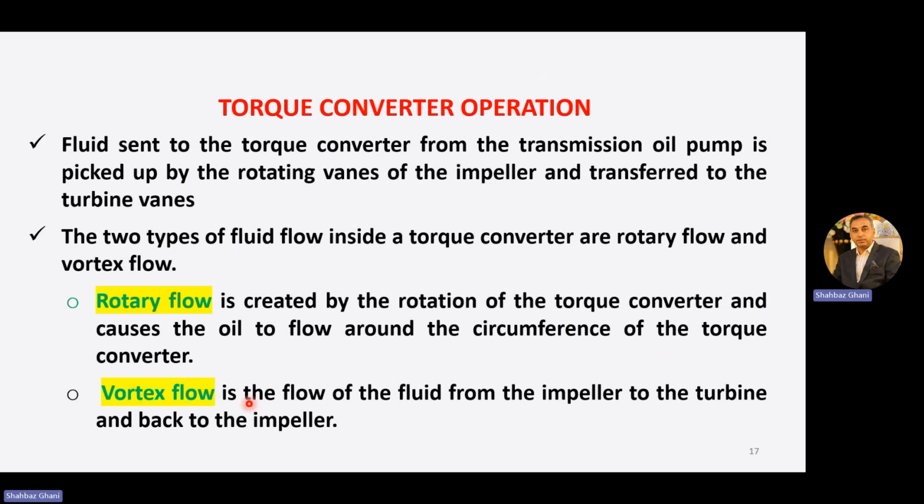The vortex flow is the flow of the fluid from the impeller to the turbine and back to the impeller. So the outer flow, which is on the circumference, is the rotary flow, and the flow which is inside, not on the circumference, is the vortex flow. There are two types of flows in the torque converter. One is the rotary flow, on the circumferential side, and the inner one is the vortex flow, going from the impeller to the turbine and coming back to the impeller.